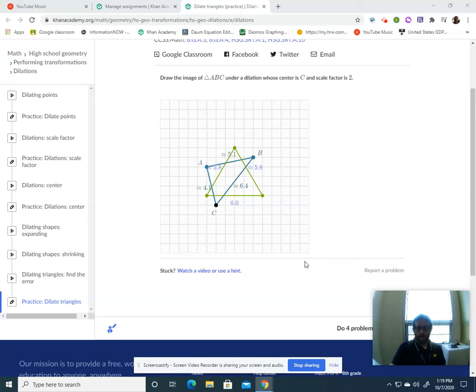Hey guys, I got a couple of questions today over different topics, which is great. I'm getting a few more questions, and one of them was about dilation of triangles. So I'm going to go through the homework for dilations of triangles with you and try to help you out.